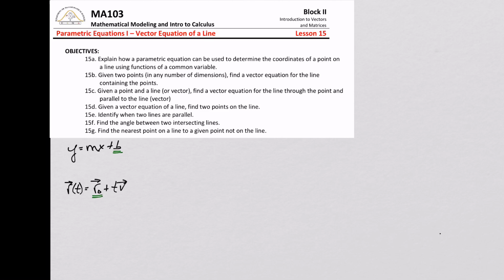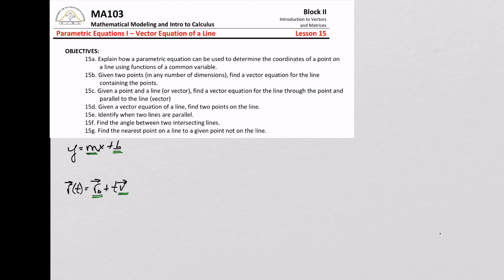Similarly, this r naught vector, that's a position vector to a point on the line. That's all it is, a starting place. It's a point that we know is on the line. And then next we'll look at slope. We know something about the line just by looking at the slope. If it's a small number, then we'd expect to see a relatively flat line. If it's a really large positive number, then we'd see a very steep, rapidly increasing line. Or if it's a negative value, then we'd see some kind of decreasing line.